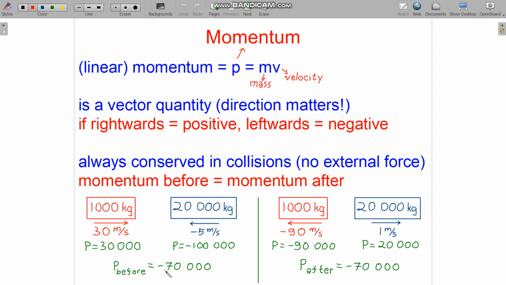After the collision, let's say the car is rebounding, so it's bouncing back to the left with speed 90 meters per second, and the truck to the right at 1 meter per second. So you see the momentum is minus 90,000 plus 20,000, which is minus 70,000. So the momentum is conserved before and after the collision.